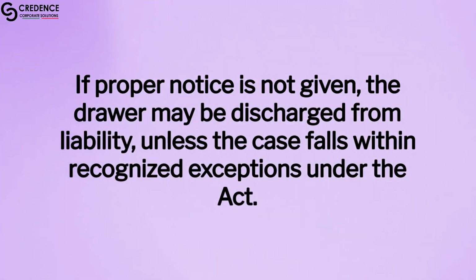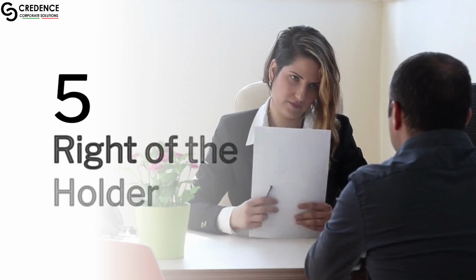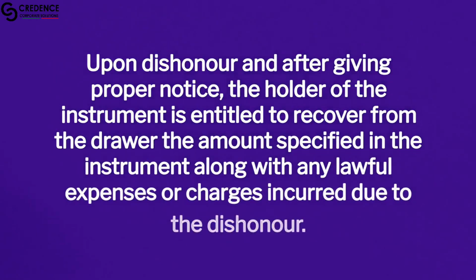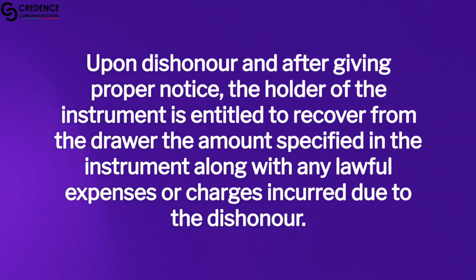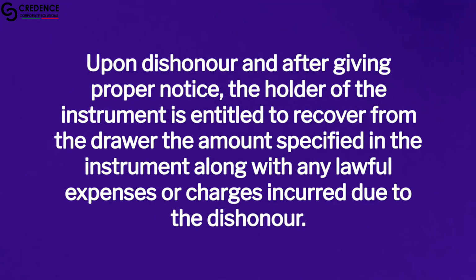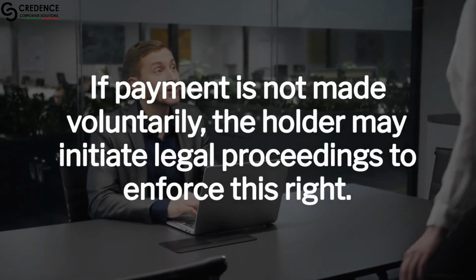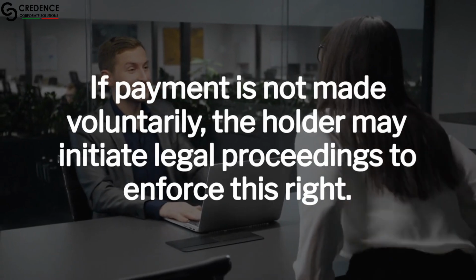If proper notice is not given, the drawer may be discharged from liability, unless the case falls within recognized exceptions under the Act. 5. Right of the holder. Upon dishonor and after giving proper notice, the holder of the instrument is entitled to recover from the drawer the amount specified in the instrument along with any lawful expenses or charges incurred due to the dishonor. If payment is not made voluntarily, the holder may initiate legal proceedings to enforce this right.